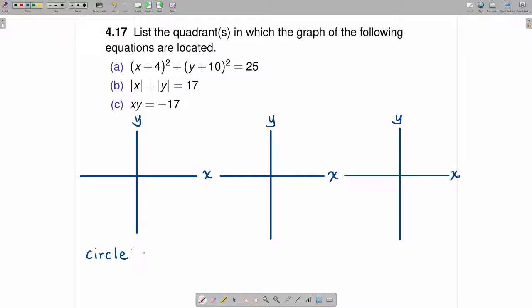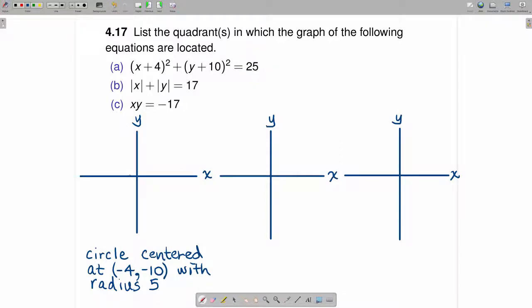And the circle is centered at negative 4, negative 10. That negative 4, negative 10 came from here. And furthermore, that circle has a radius of 5, and that 5 is just the square root of this 25.